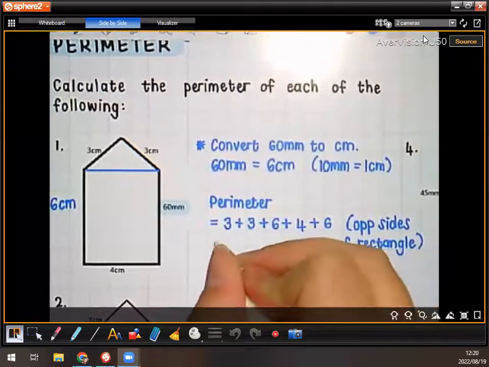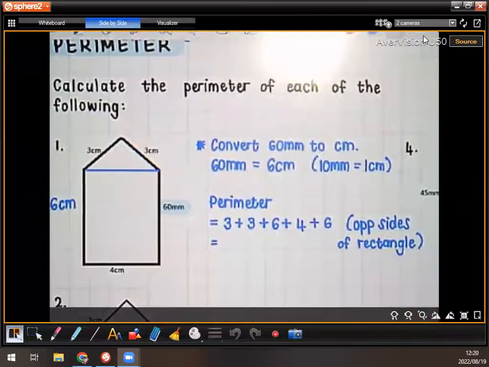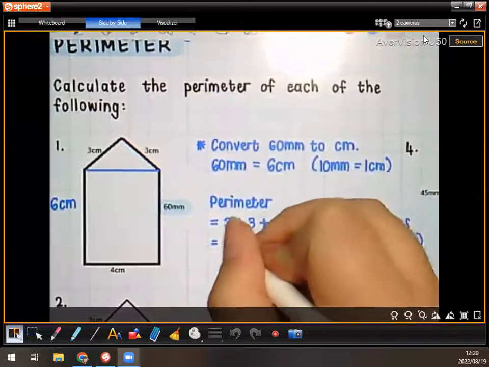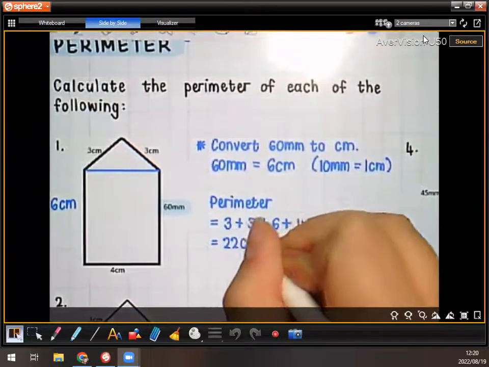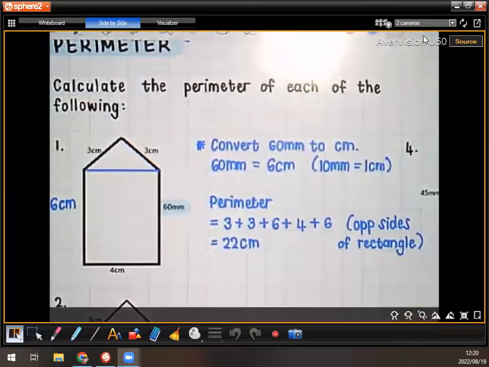So now we can add all of that together. 3 plus 3 is 6. Plus another 6 is 12. Plus 4 is 16. Plus 6 is 22. 22, and now very important, centimeters. There you put your units. Don't write units in your actual calculation, that's going to take so long. You just have to put it in your answer. Any questions on that one?